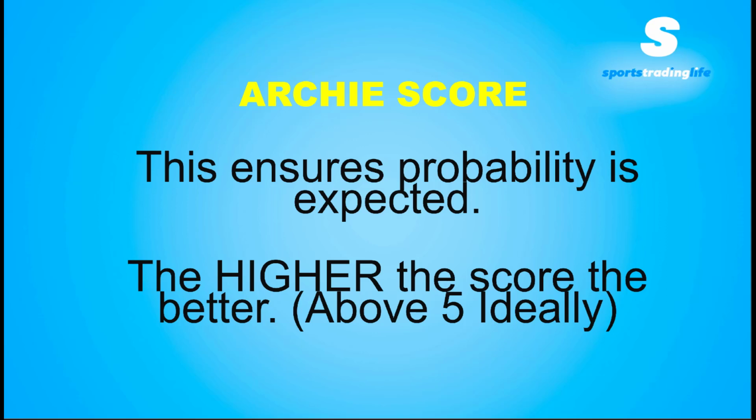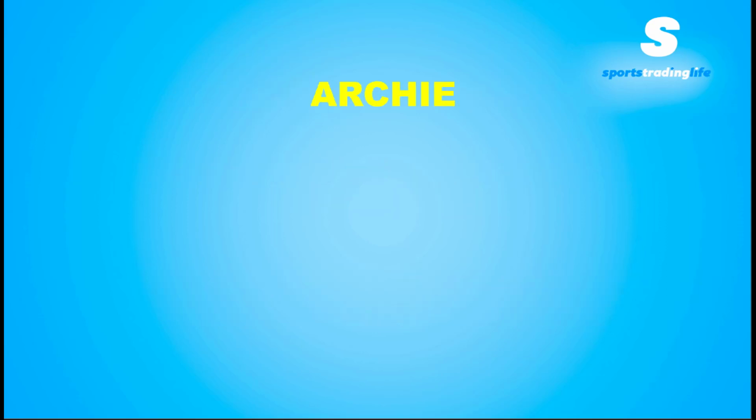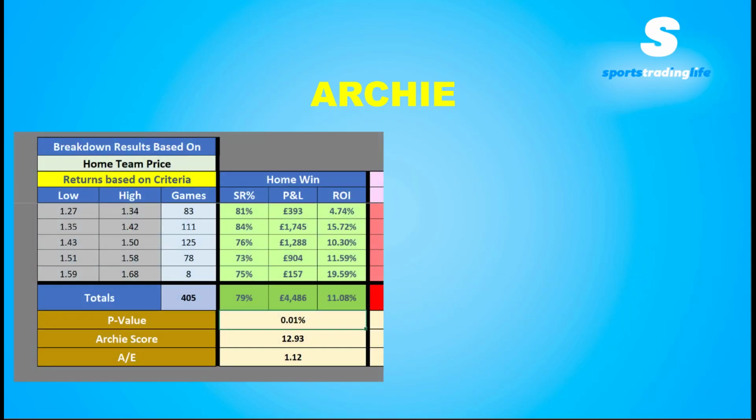But let me just show you these two systems. So if you remember the systems I was just showing you in the clip just a minute ago. So we got that p-value down to 0.01%, and the Archie score is 12.9. So that's really good. It's above 5. That's exactly what we're looking for.